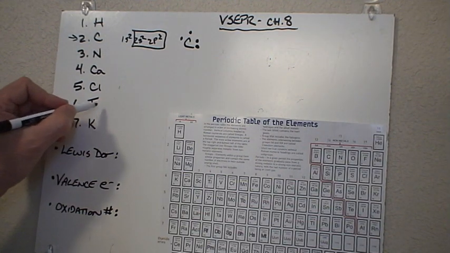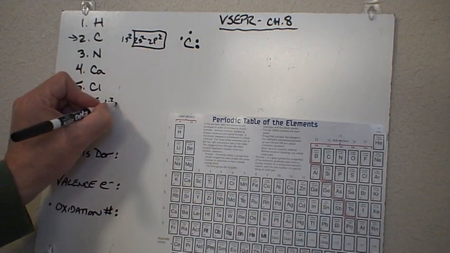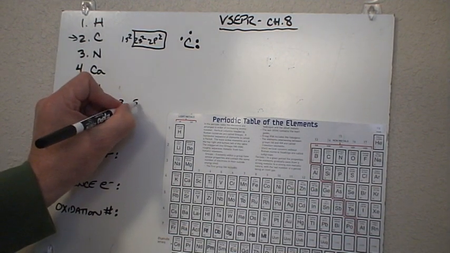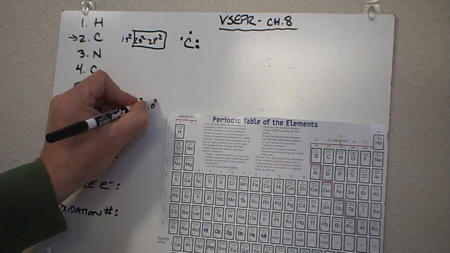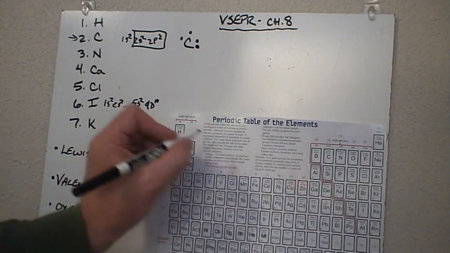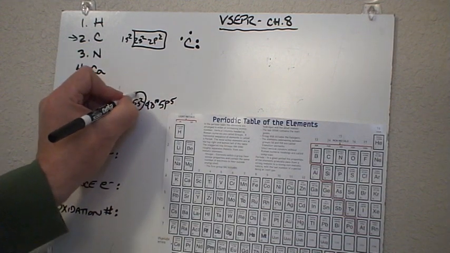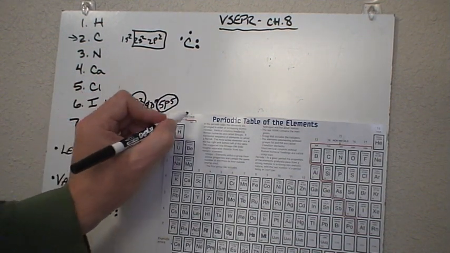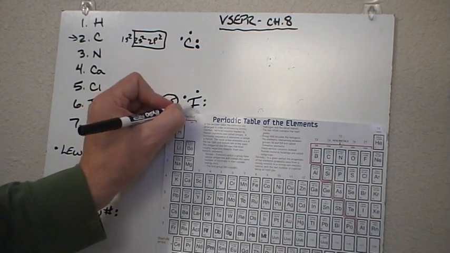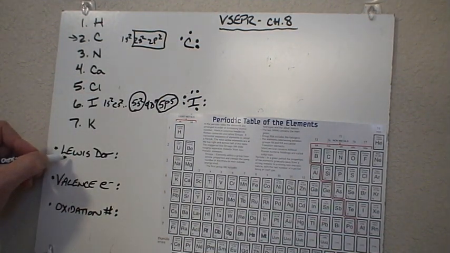For example, let's look at iodine. Iodine is way down here, so it goes 1s2, 2s2, and so on, all the way down to 5s2, 4d10, and 5p5. So to do iodine, remember it's the s's and p's of the highest energy level. We have 2 s's, and we have 5 p's: 1, 2, 3, 4, and 5. So that's what we're doing when we fill out the Lewis dot diagram.